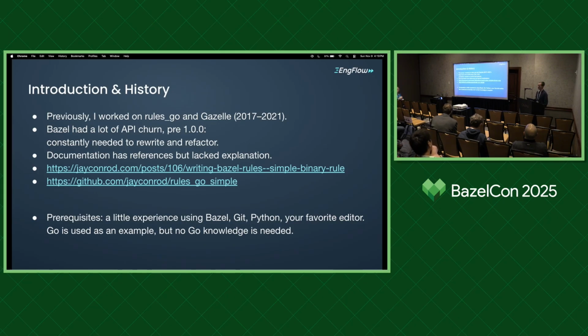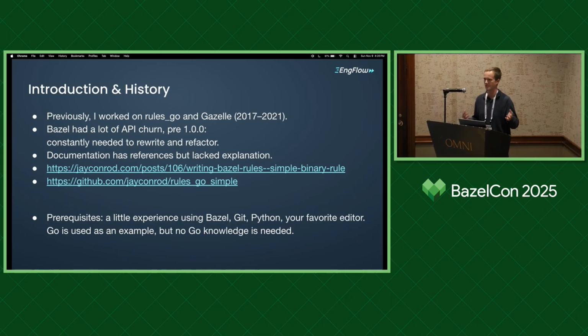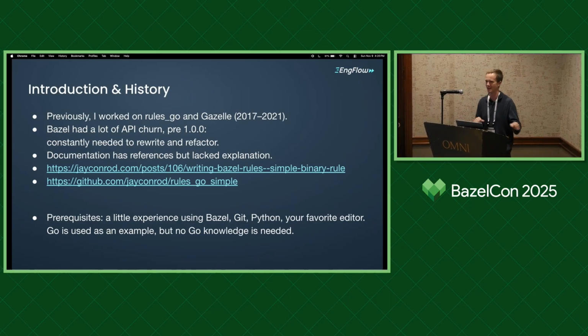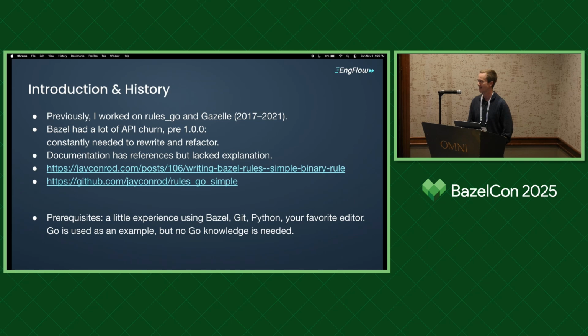There was a lot of API churn in Bazel in the pre 1.0 days. Every version was like throwing the cards up into the air, and we were picking them up and trying to maintain compatibility. It's gotten a lot better since then. The documentation has also gotten a lot better.